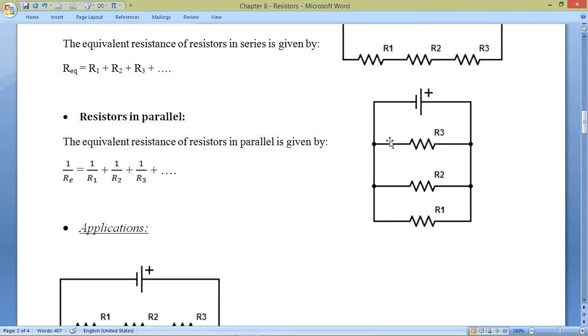While when the resistors are connected in parallel, the equation will be different. It will be the reciprocals. So 1 over R equivalent equals 1 over R1 plus 1 over R2 plus 1 over R3 plus 1 over R4.